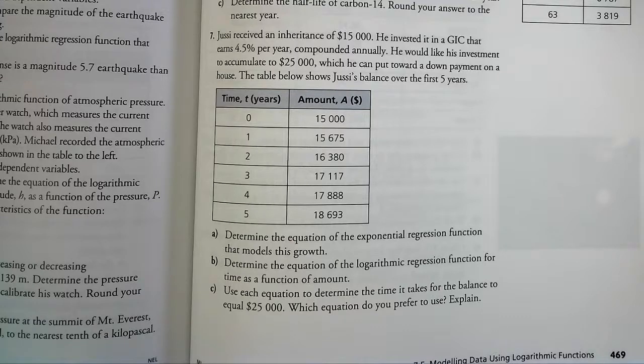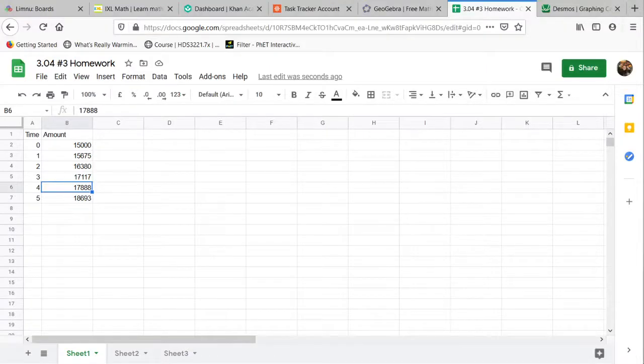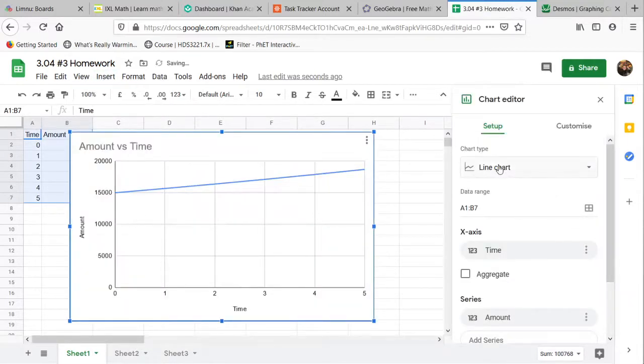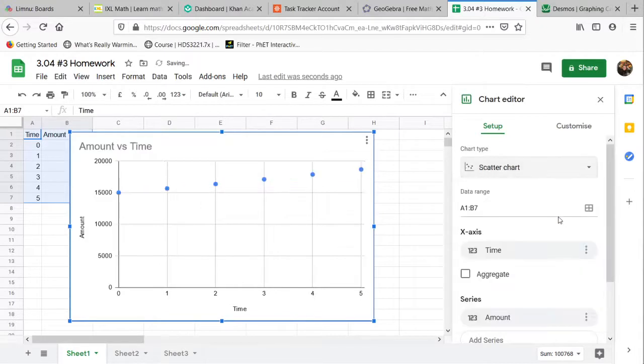Now this time we're asked to do the regression twice. Once as an exponential regression and once as a logarithmic regression. So we have to take a look at our data and figure out which is on the x-axis and which is the y in order to make this happen. Now, any good investment will grow exponentially. So we're going to start with our scatter chart.